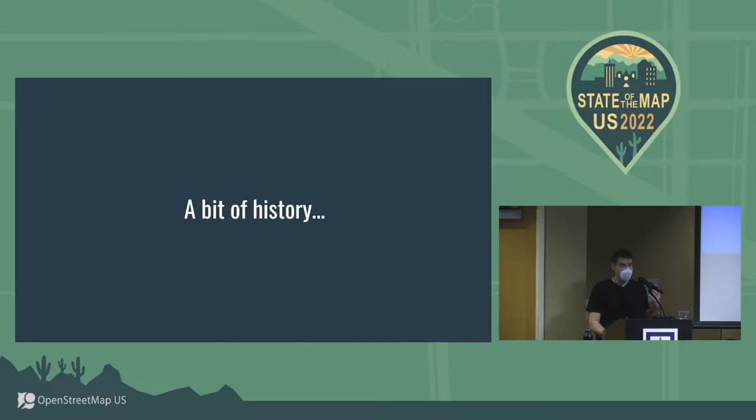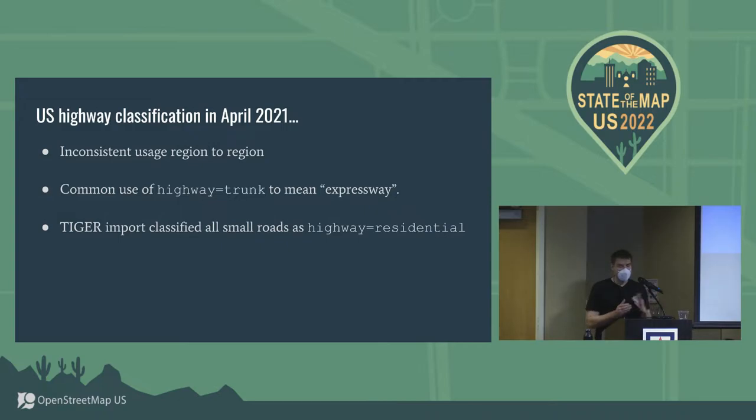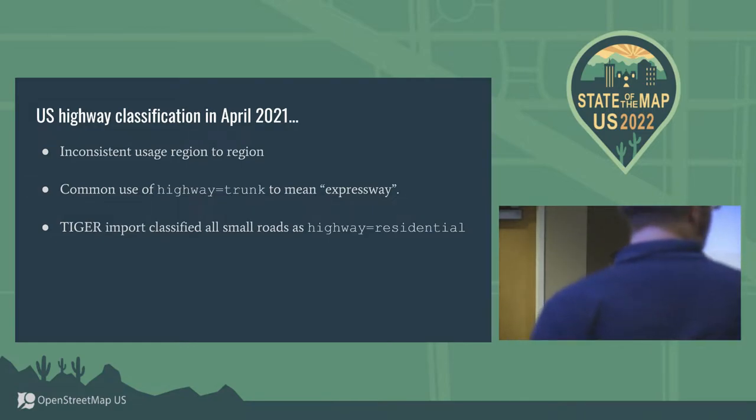So, a bit of history. Before about a year ago, the highways in OpenStreetMap were very inconsistently tagged. There was very little translation between a secondary road in one state or area and a secondary road in another, or trunk was used inconsistently around the country. What is primary? It's all very vague.